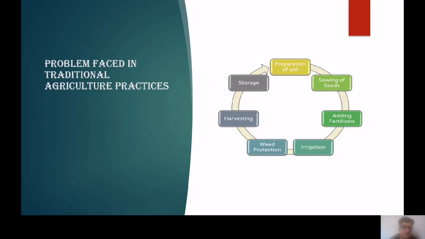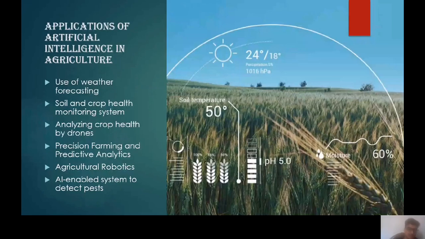Now, let's come to see application of artificial intelligence in agriculture and how artificial intelligence helps in agriculture. We can see that it can help by use of weather forecasting, soil and crop health monitoring system, analyzing crop health by drones, precision farming and predictive analysis, agricultural robotics and AI embedded system to detect pests.